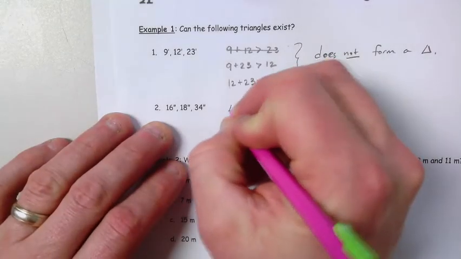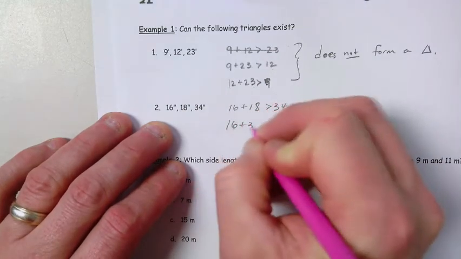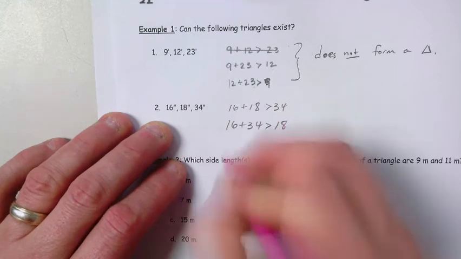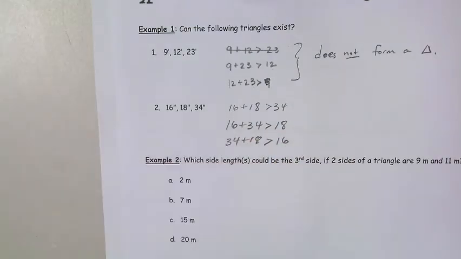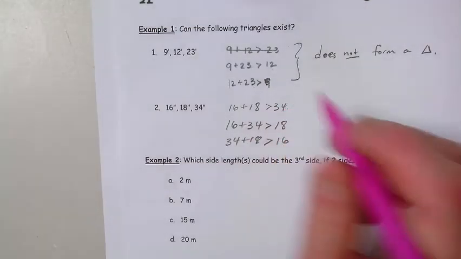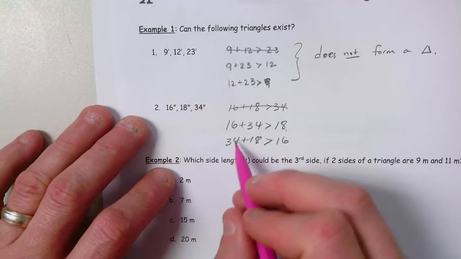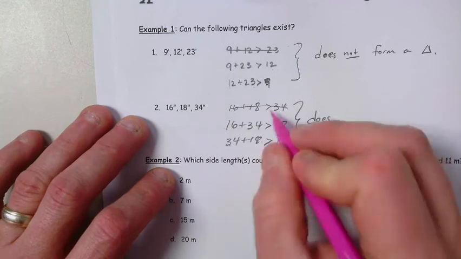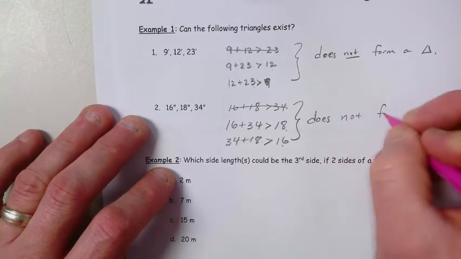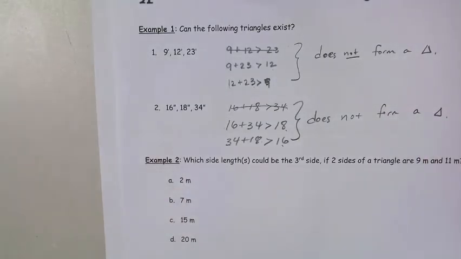If I take a look at the next one, 16 plus 18, and 16 plus 34, and 34 plus 18. Okay, 16 plus 18, that is 34. Ooh, it's not bigger than. So as a result, this one would be 50, bigger than 18. 52, bigger than 16. Unfortunately, we didn't meet the requirement in the first one, so this does not form a triangle. Hopefully you're getting that down. The sum of two sides has to always be greater than the third side in a triangle.